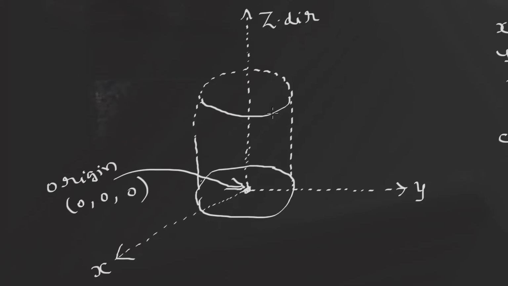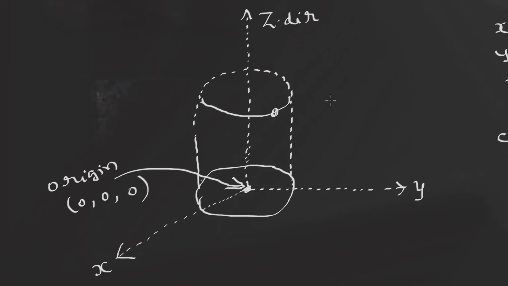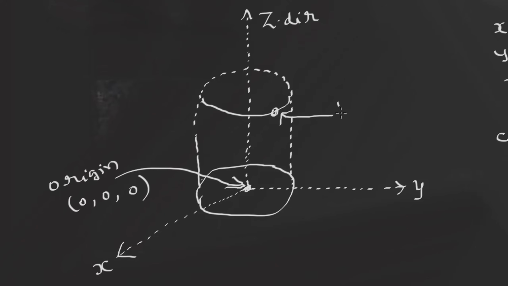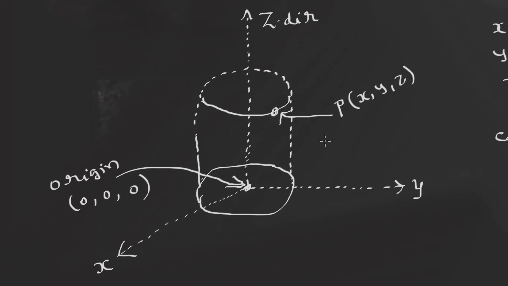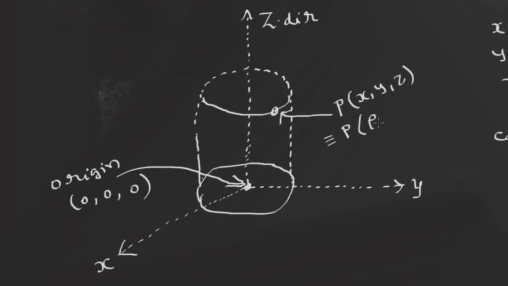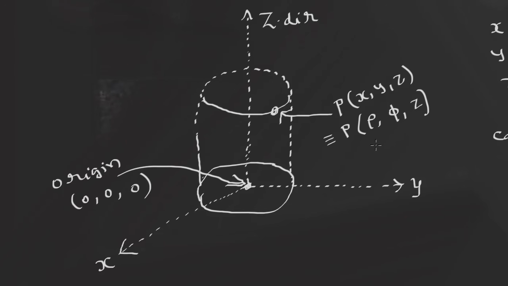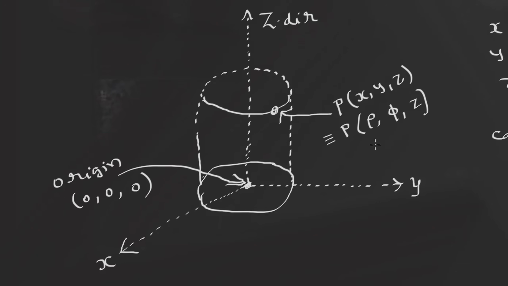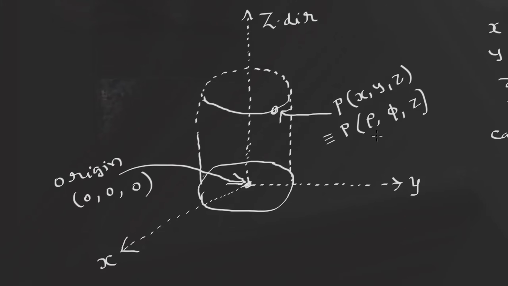Now assume that there is a point here. There is one point on the surface of the cylinder. So let me say that this is the point. I will show an arrow here, and this is a point capital P. Let us represent it by x, y, z. This point in the Cartesian system is equivalent to another set of numbers rho, phi, z. These are equivalent. Whether you represent x, y, z or rho, phi, z, that is your wish. But ultimately that particular point will be there only. The point will not change.